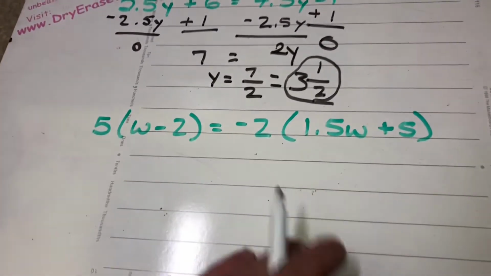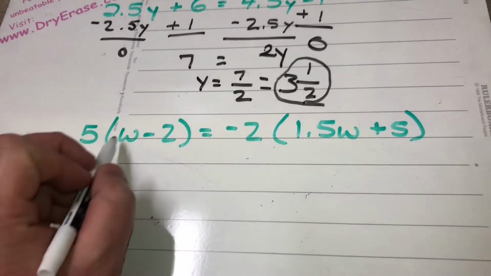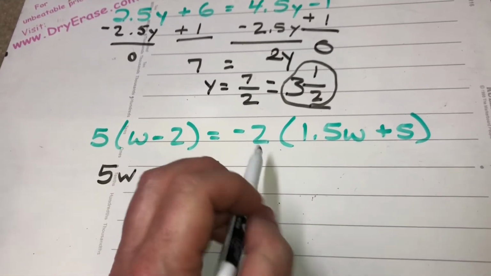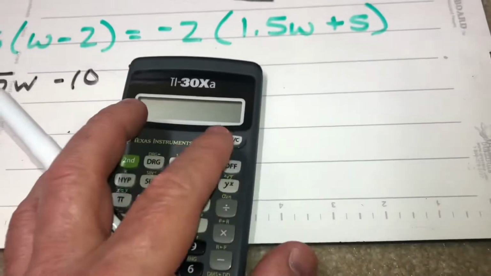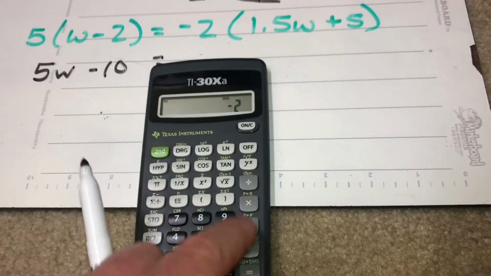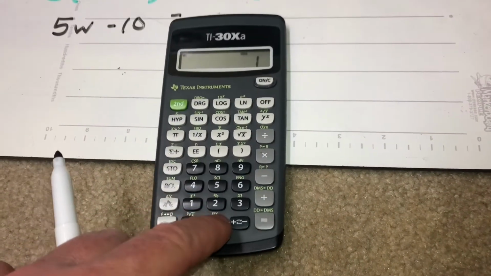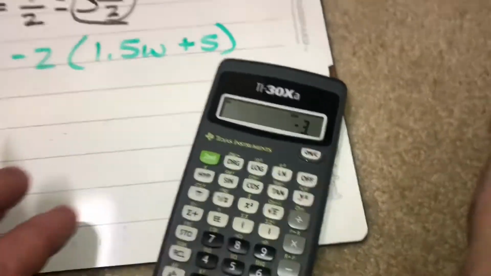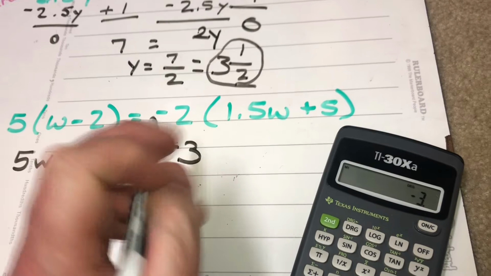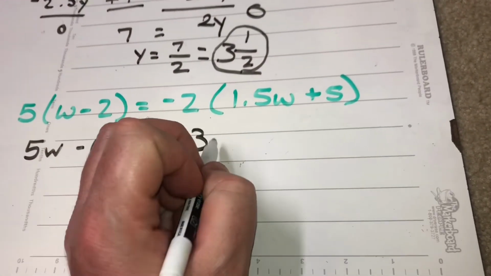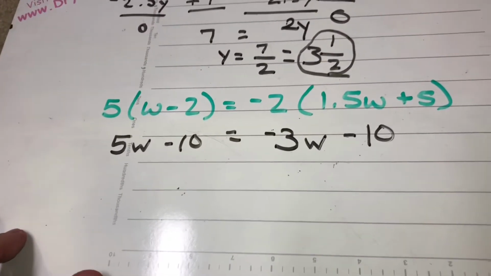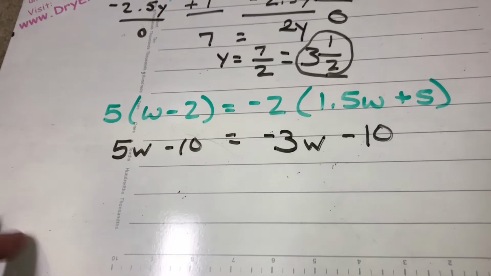Now, here I have another equation, this time with parentheses. As we know, parentheses always means multiplication. So it's 5 times w, which is 5w. 5 times a negative 2 is a negative 10. Negative 2 times 1.5, well, let's bring over our calculator and clear it. Negative 2 times 1.5 is negative 3. Negative 2 times w, negative 2 times a positive 5 is negative 10. So we have 5w minus 10, negative 3w, minus 10.